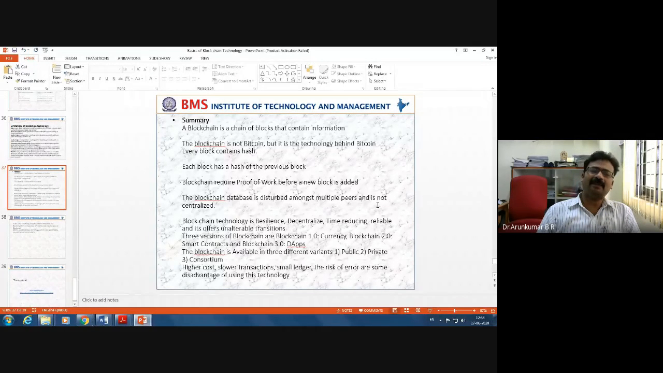The blockchain is available in three different variants: public, private, and consortium. These are the three variants of the blockchain. Higher cost, slower transactions, small ledger, and the risk of error are some disadvantages of using the blockchain technology.